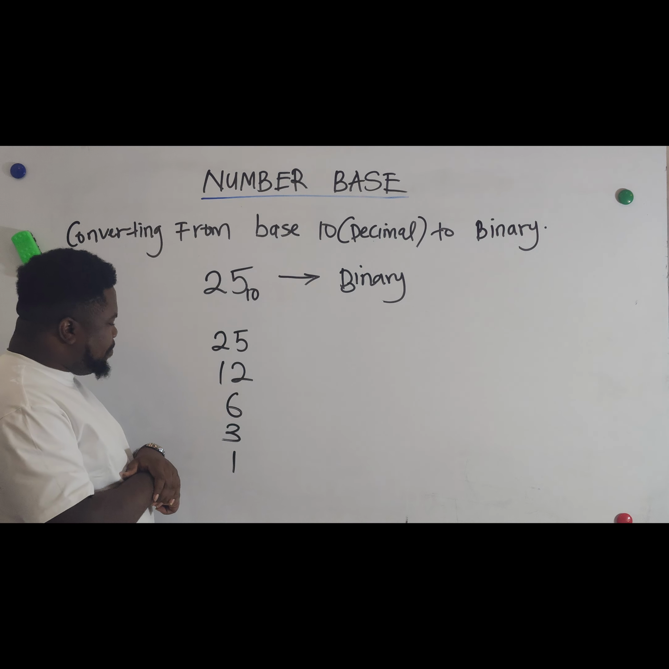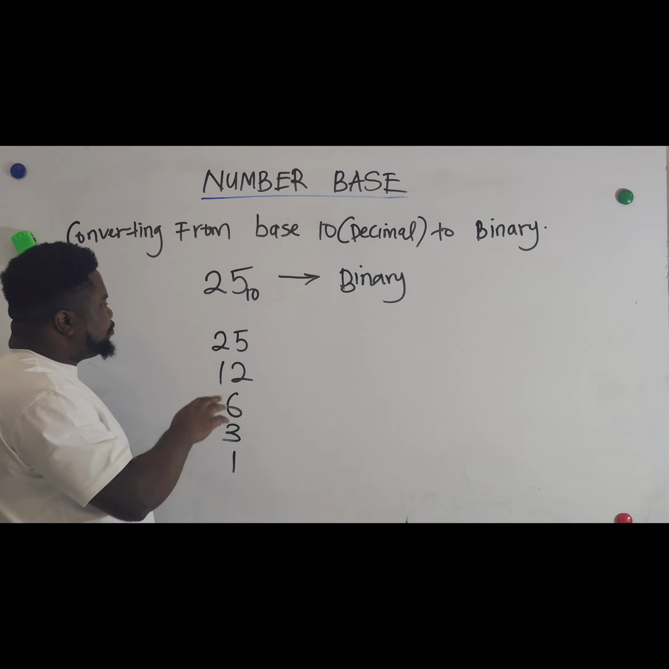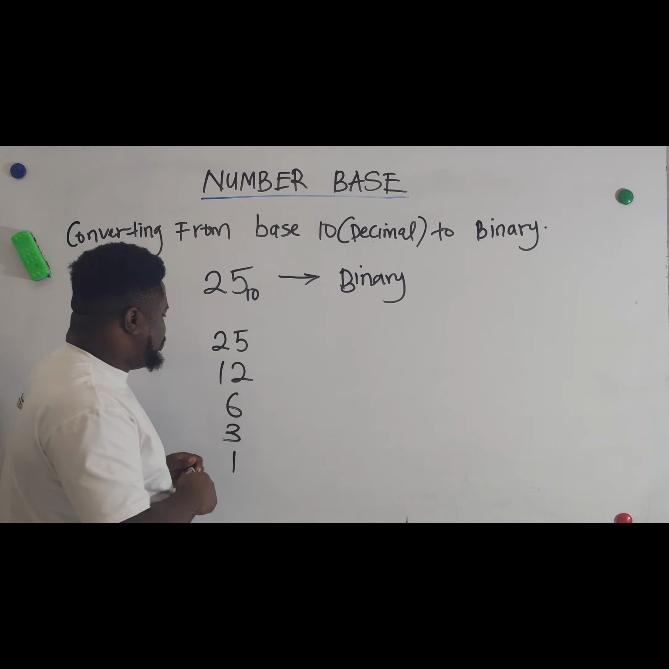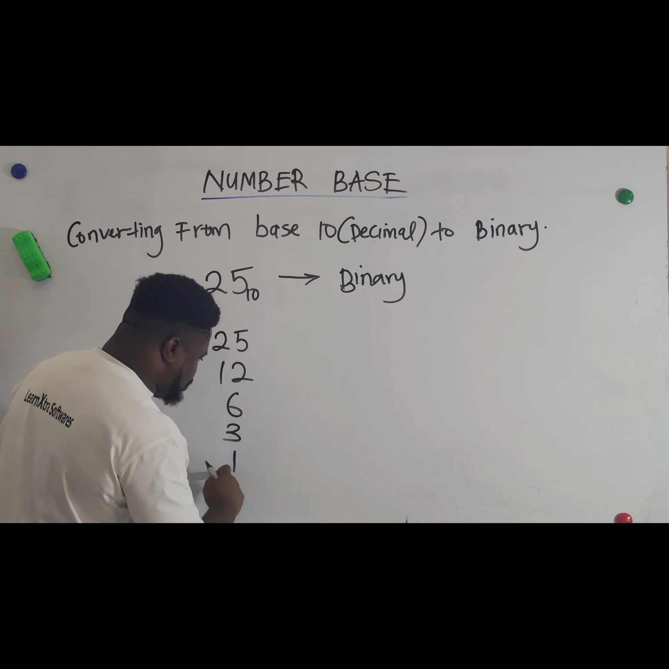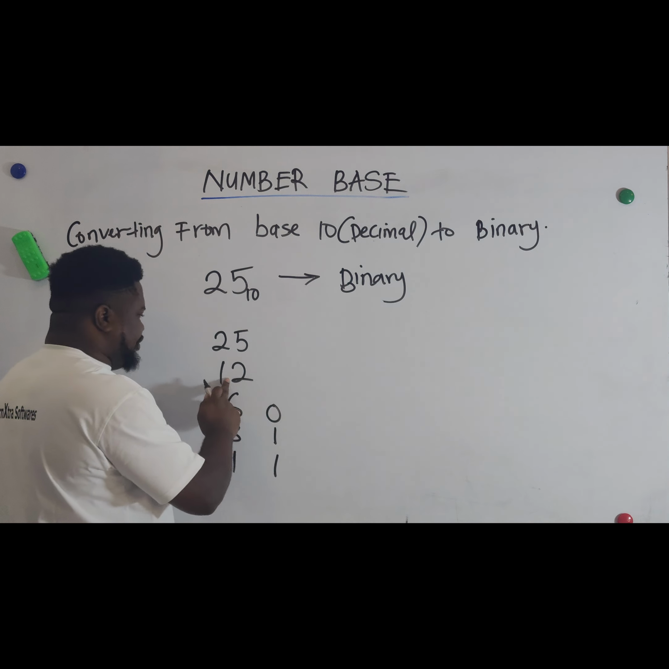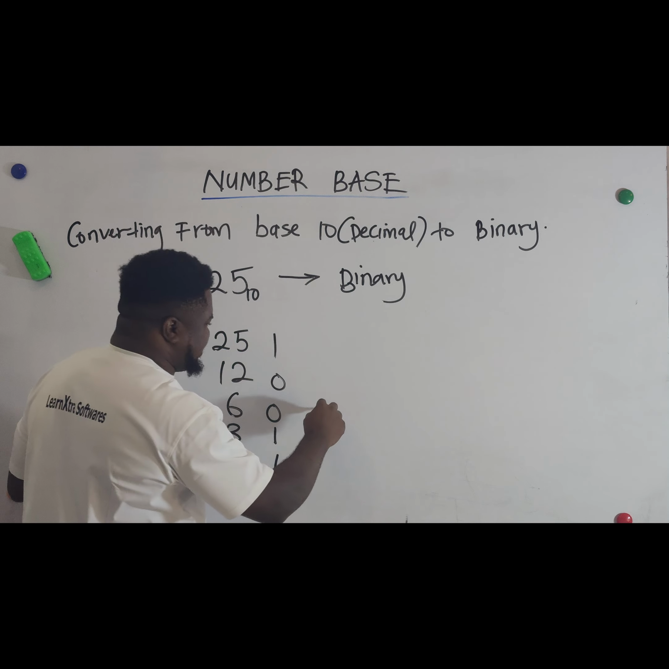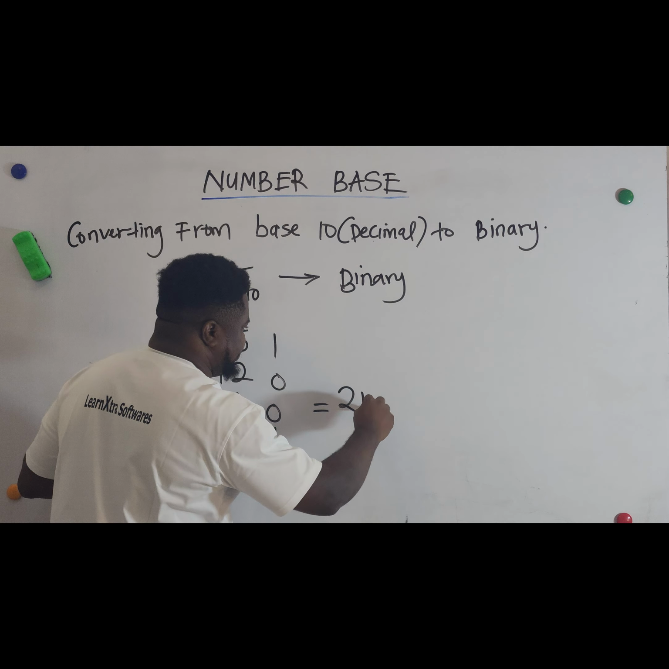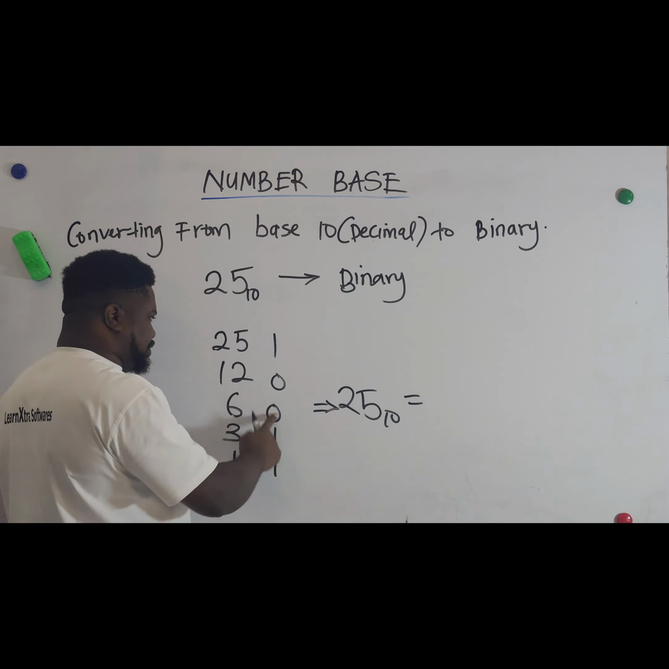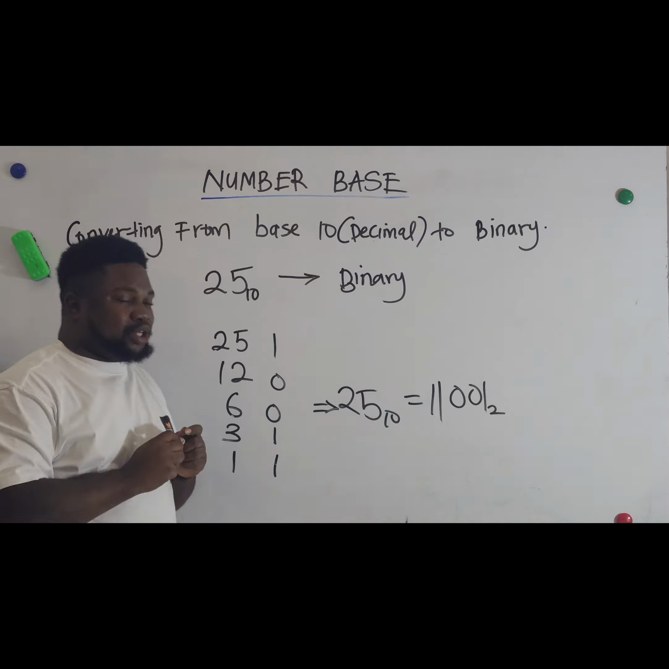You now come back and label what you have here. You are going to label odd numbers as 1, even numbers as 0. So 1 is odd, so we put 1 here. Odd, 1. Even, 0. Even, 0. Odd, 1. You count up. We have the answer for 25 in base 10, counting up, 11001.